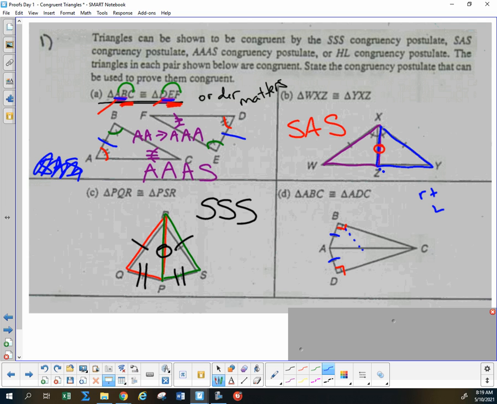Do I have any way of knowing that AC is the same as AC? It's the same as itself, so that's our reflexive property. So then, yes, we do know the hypotenuses. We said we know the legs, we know that it's a right triangle, so this one would be by HL. So is that kind of starting to make sense?